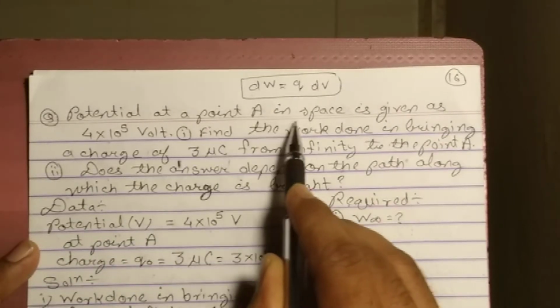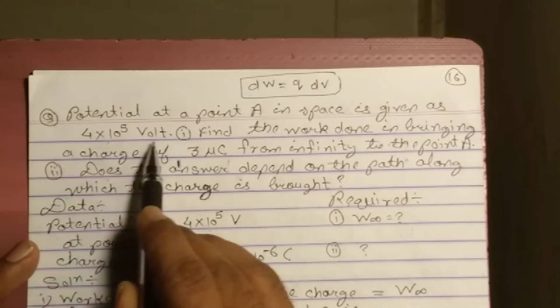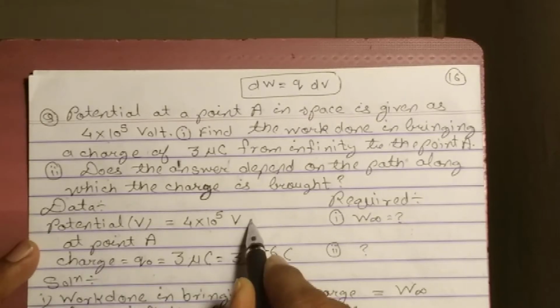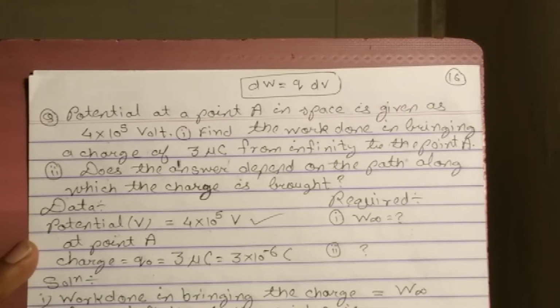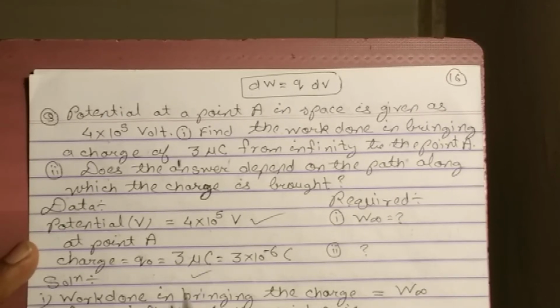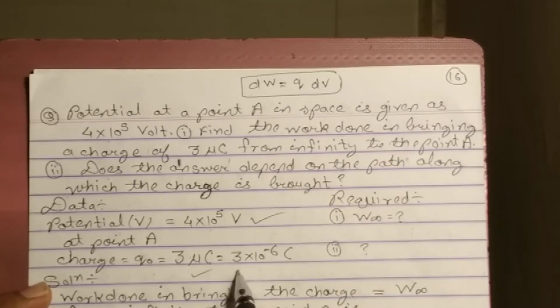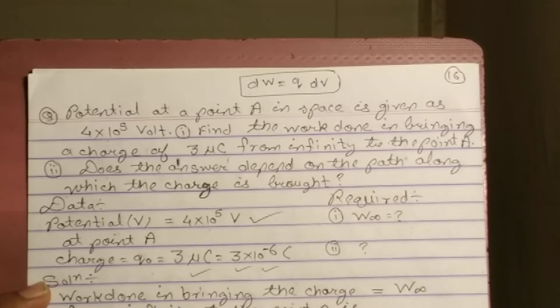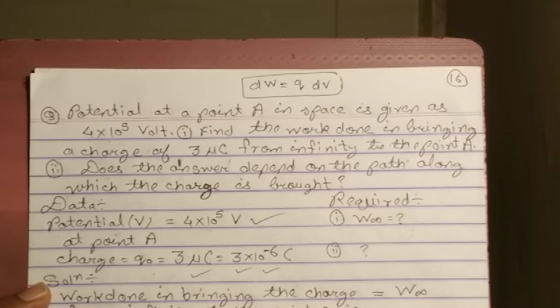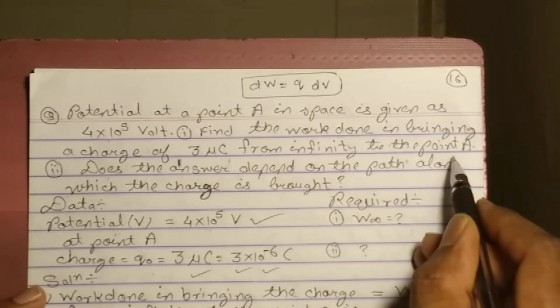Potential at point A in space is given as 4 into 10 raised to 5. So potential is given here, students. Find the work done in bringing a charge of 3 microcoulomb, which is 3 into 10 raised to minus 6 coulomb, from infinity to point A.